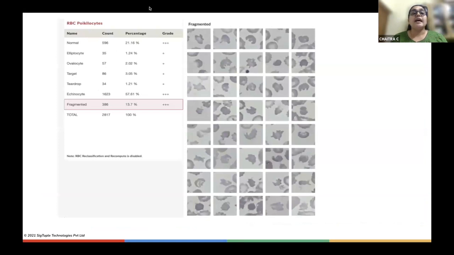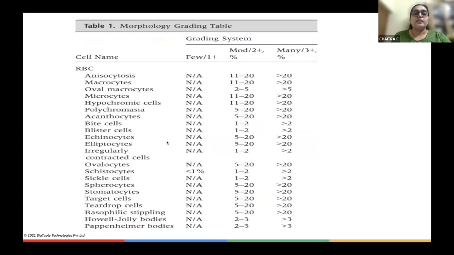In this case, AI picked up schistocytes, showed the visual evidence, and graded them as 3+. In routine practice, we don't sit and count each and every RBC, but an AI does it. In this case, you can see it counted more than 2,500 cells. The percentage of schistocytes is more accurate compared to manual microscopy. The RBCs are graded according to the ICSH guidelines. So these are the ICSH guidelines.